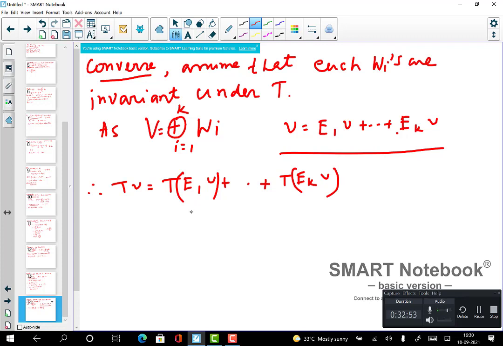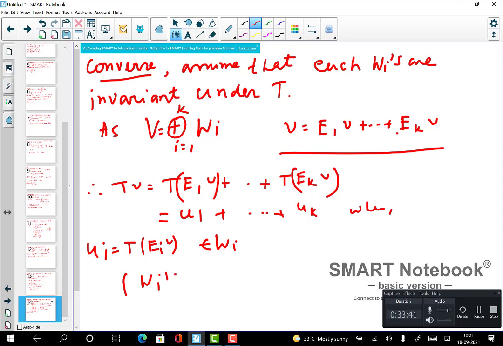And this being invariant under T means that when we apply T, it will again be some element of Wi. So you can write T of V as U1 plus up to Uk, where Ui equals T of Ei of V, an element of Wi. That is true because these Wi's are T invariant. So you can write Ei of V is an element of Wi, and when you apply T, it will again be an element of Wi.